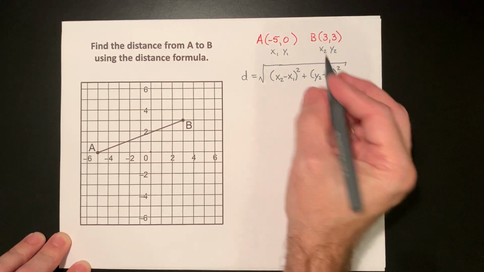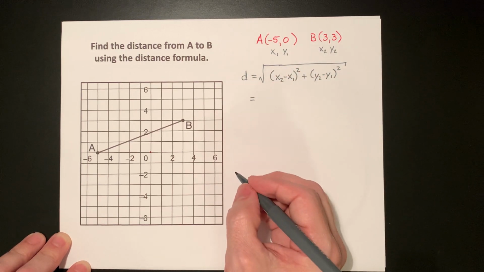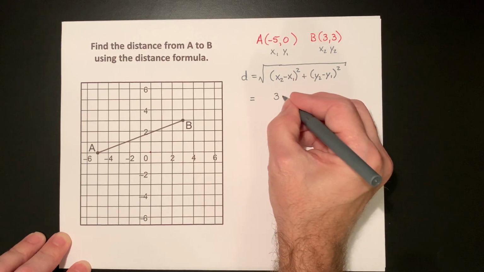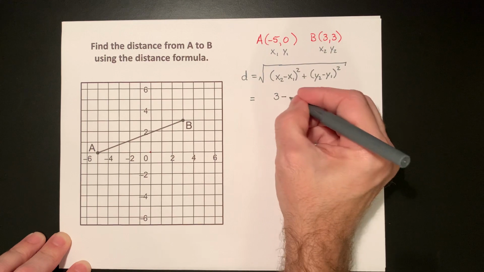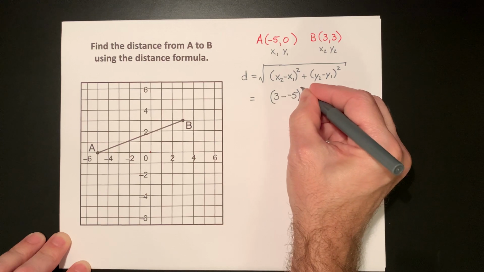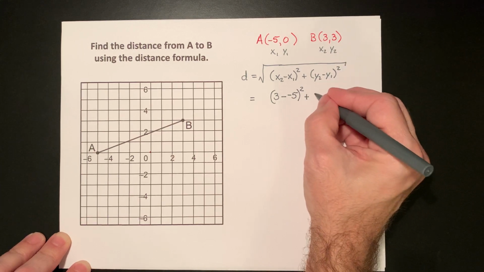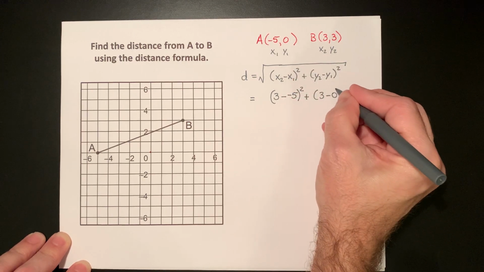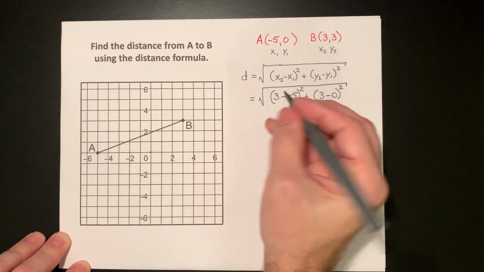Well, if this is our formula and we have identified our parts up here, now we just have to substitute them into their place. Well, x2 we've said is 3, minus is part of the formula, x1 is -5, so we have a minus and we have a negative. And then this amount is going to be squared plus y2, that's 3, minus y1 is 0, and this amount is squared, and then we have to remember to put the square root over all of this.